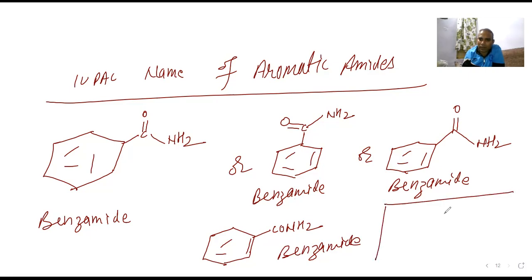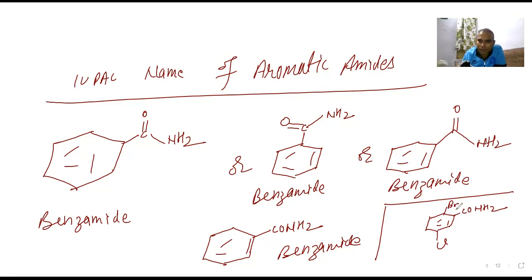So one question I'm giving you here, a little smaller I'm writing. Suppose someone is given CONH2, and here is Cl and here is Br. So what will be the IUPAC name?